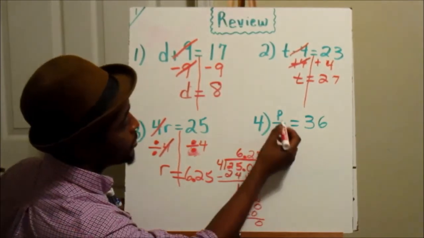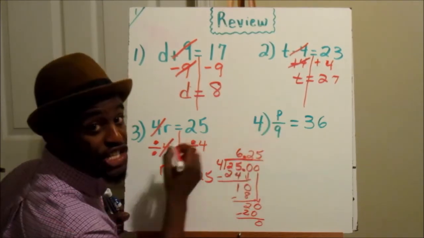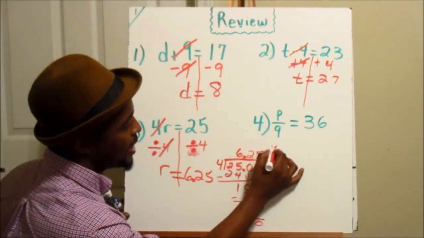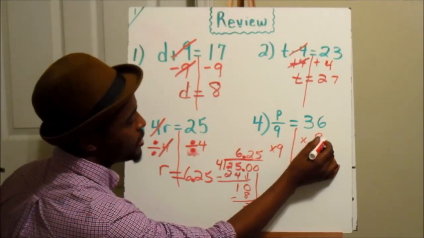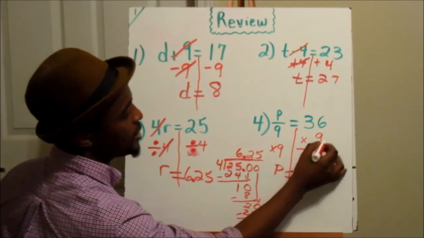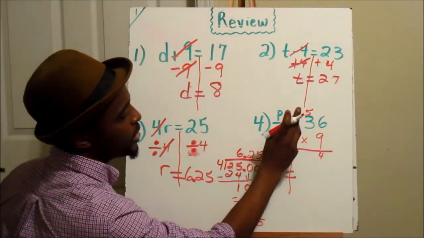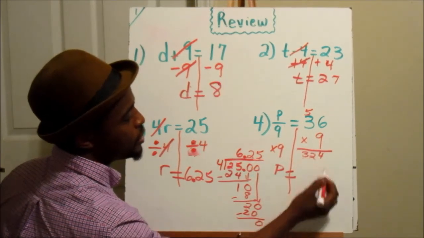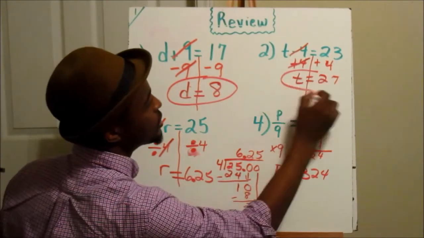Number 4, p divided by 9 equals 36. You can always recognize that as a division symbol. So I'm going to multiply by 9 on both sides of my equation. P equals, over here I'll do 36 times 9. 9 times 6 is 54. 9 times 3 is 27, plus 5 is 32. So 324. So p equals 324. I'll circle my solutions.